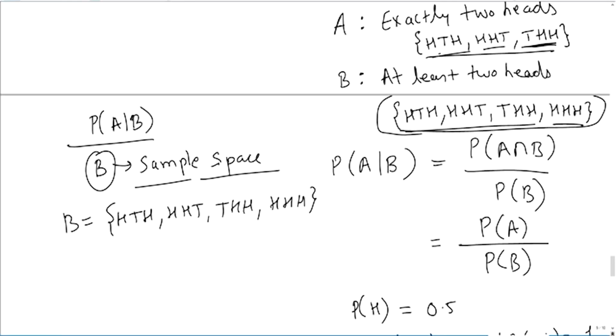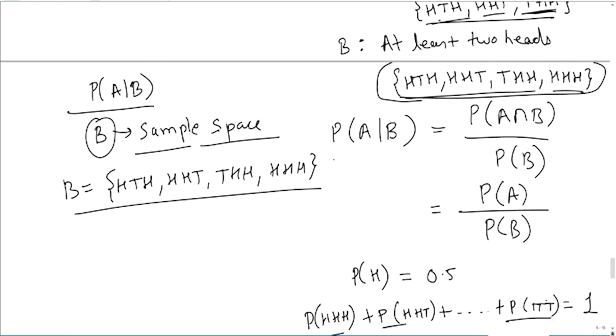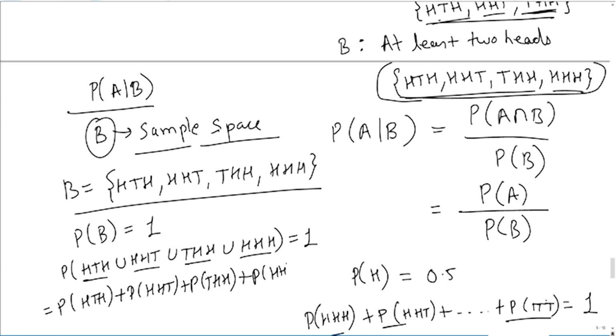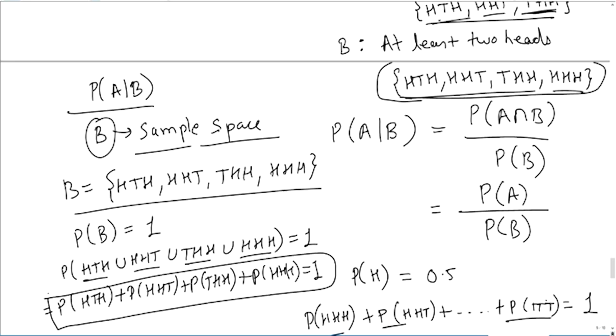Okay. So if this is your sample space, then if you apply the second axiom, it would say that the probability of B is equal to 1. That's what the second axiom says, right? More precisely, the probability of HTH union HHT union THH union HHH is equal to 1. And the third axiom says that the probability of the union of all these elementary events, which are of course mutually exclusive, would be equal to the probability of HTH plus the probability of HHT plus the probability of THH plus the probability of HHH, which will be equal to 1. So this comes from the second axiom. So from the second and third axiom, you have this result.